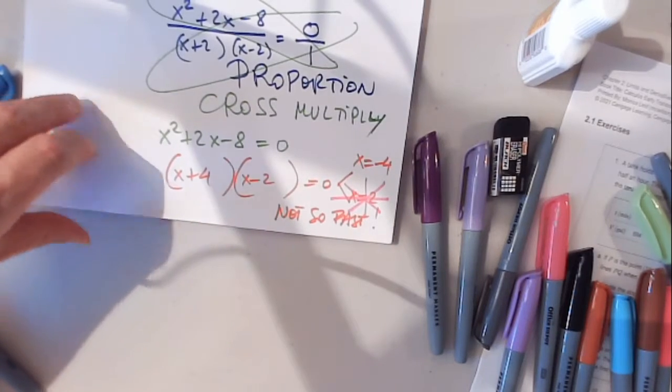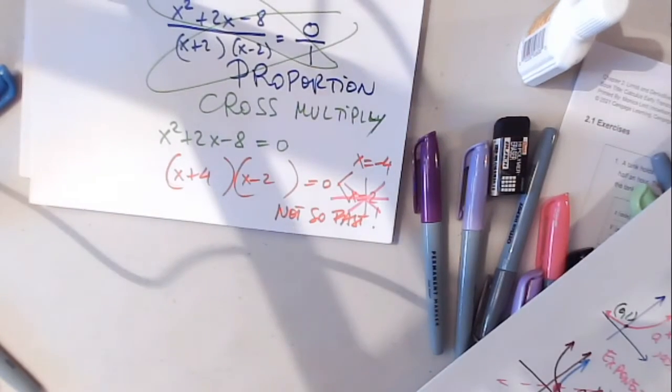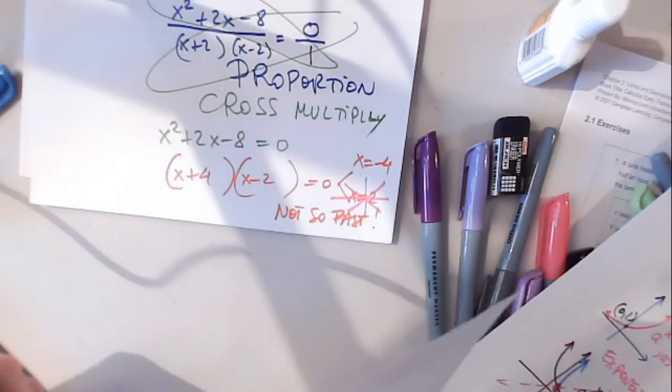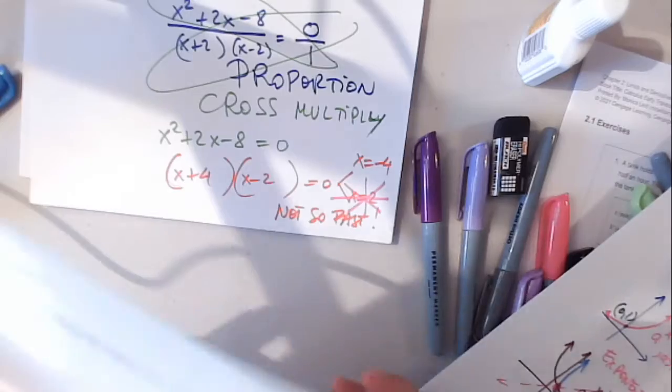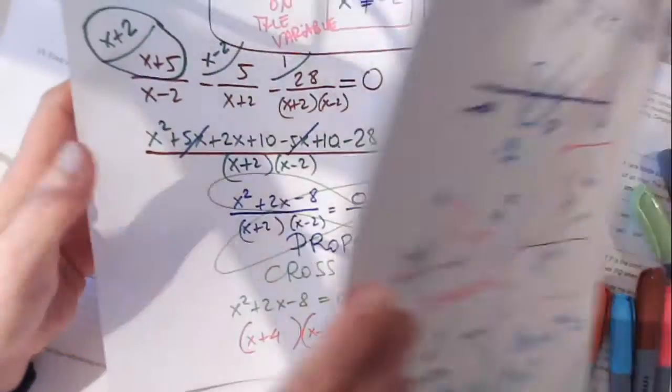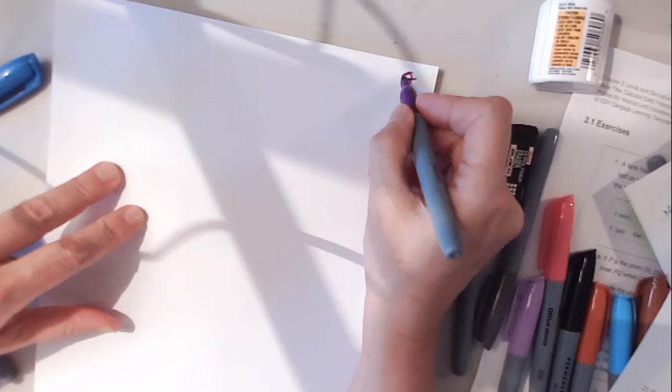One more. Oh, yes? 19. 17, 18, 19. Okay, so that is a trigonometric equation. And let's take a look at it. Which page am I on? I think I'm on 7.